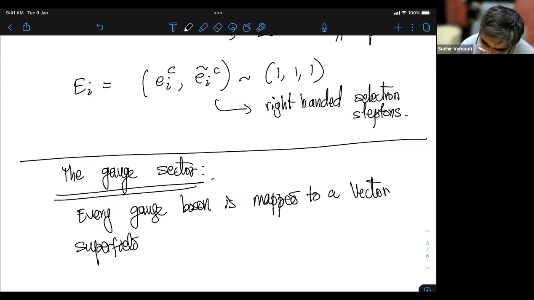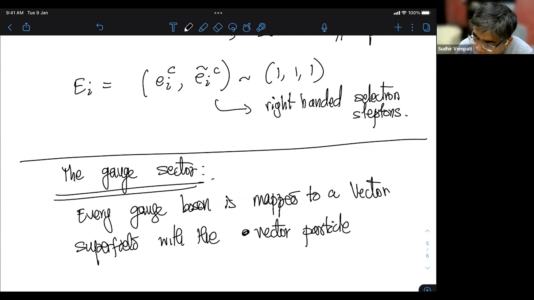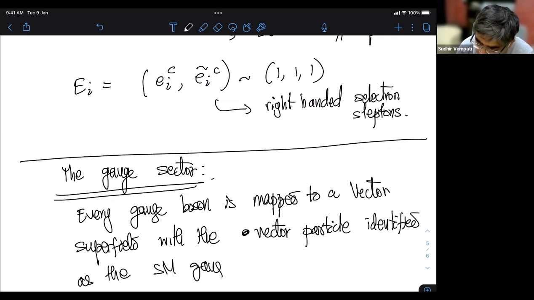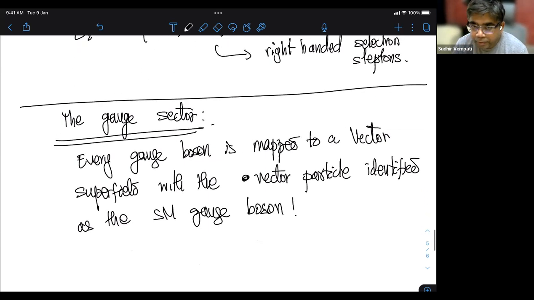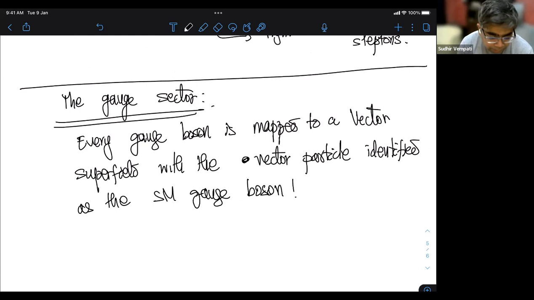The vector particle in the multiplet is identified as the standard model gauge boson. Straightforward. We can do that.